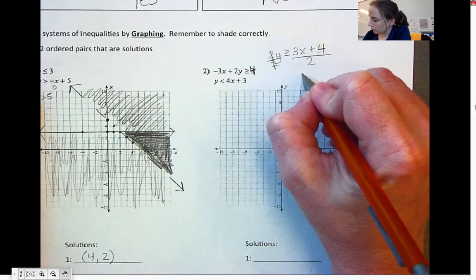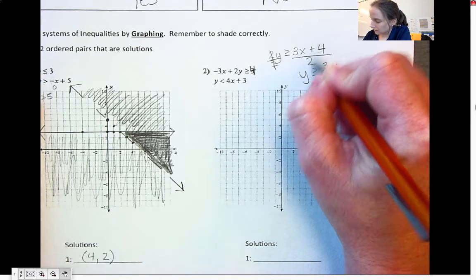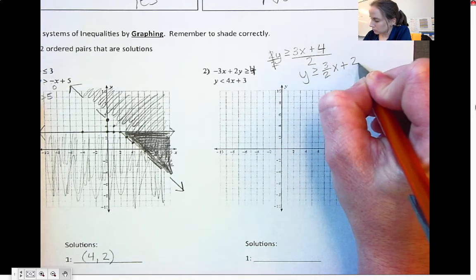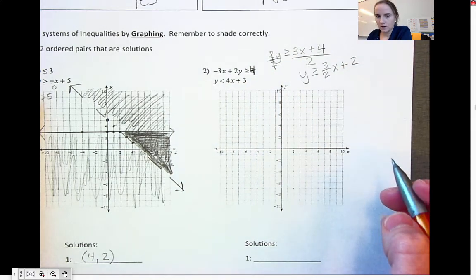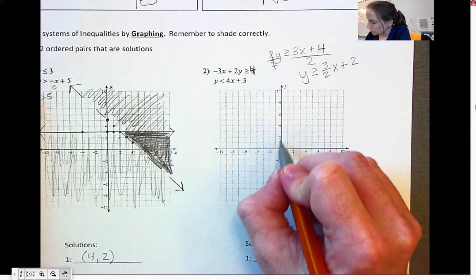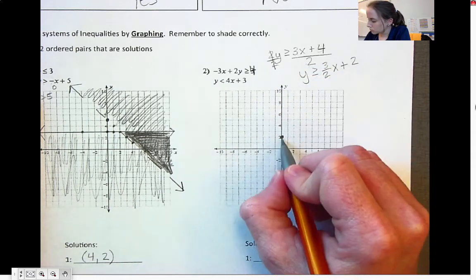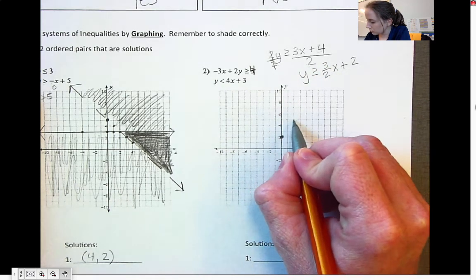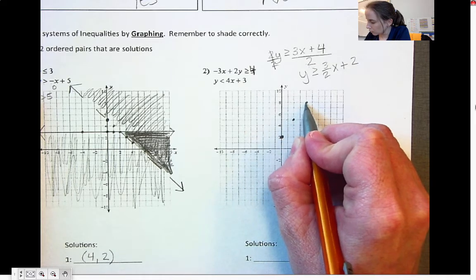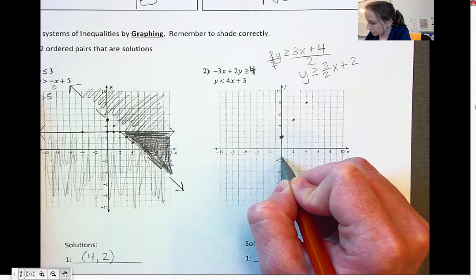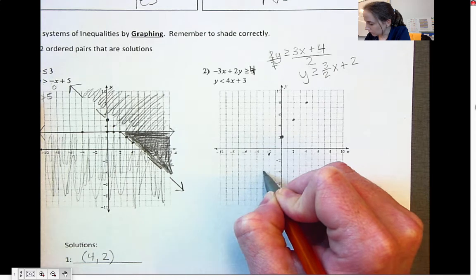Okay, and so we'll have y is greater than or equal to 3 over 2x, and then this gets divided here and it's plus 2. So don't forget, both terms get divided by 2. Alright, let's graph it. So we go up 2, that's our y-intercept. Then we do 3 over 2, so up 3, over 2. Or we could go down 3, backwards 2.